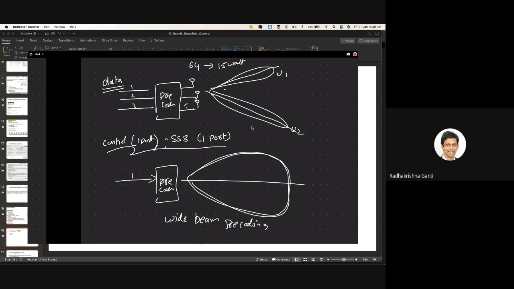But the good thing with the control channel is it's heavily coded. The code rates are low. It's just QPSK. So the required SNR for decoding control channel is generally low, much lower than what we require for data. Okay, any comments on this? Any questions or comments?